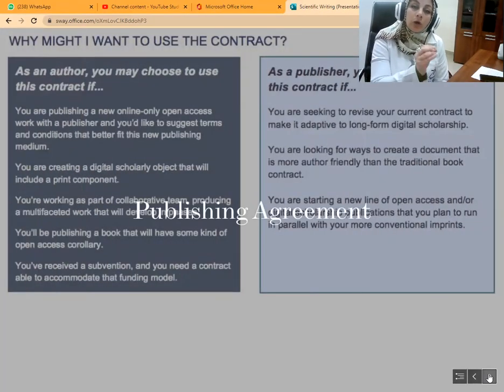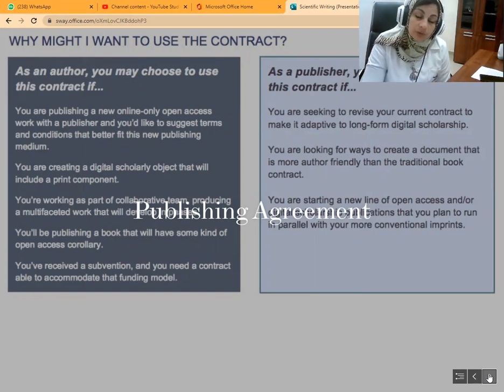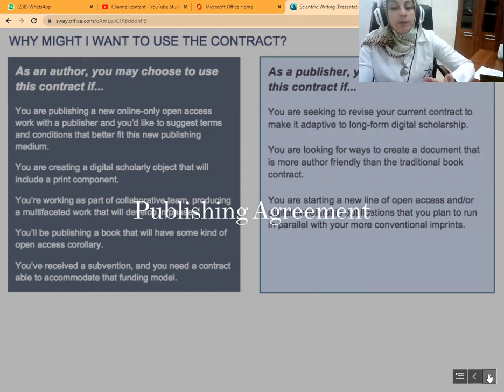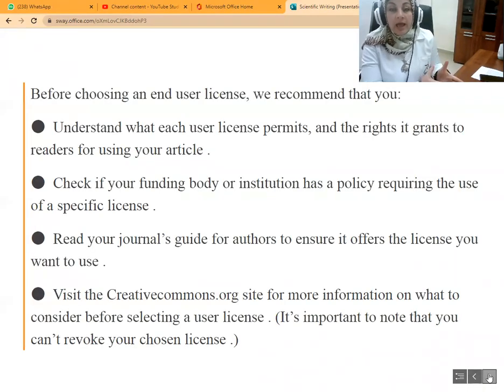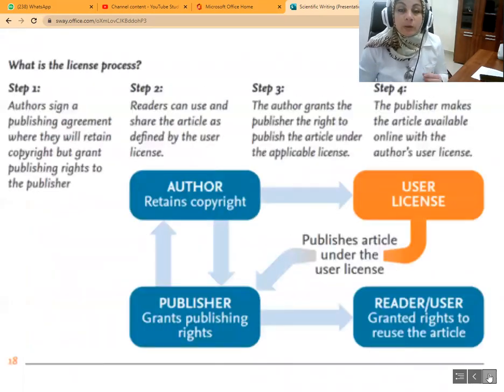Take care, there is what we call a publishing agreement. After you get your acceptance, they will send you a publishing agreement. This publishing agreement tells you what your rights are and what your limits are for using the work, and what kind of authorization you have given to the publisher. It's also very important to understand how people will use my work.